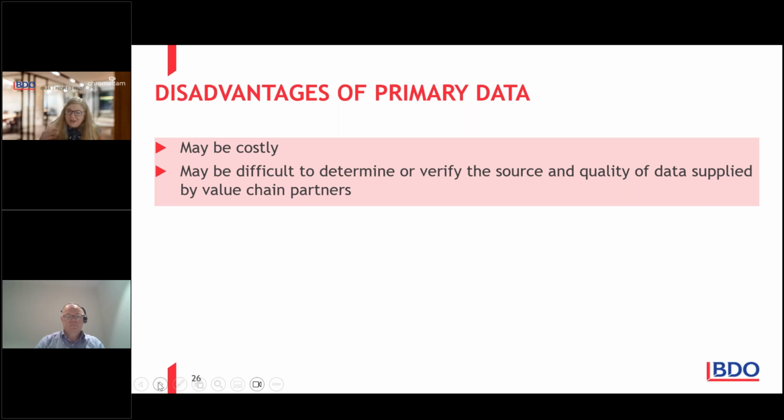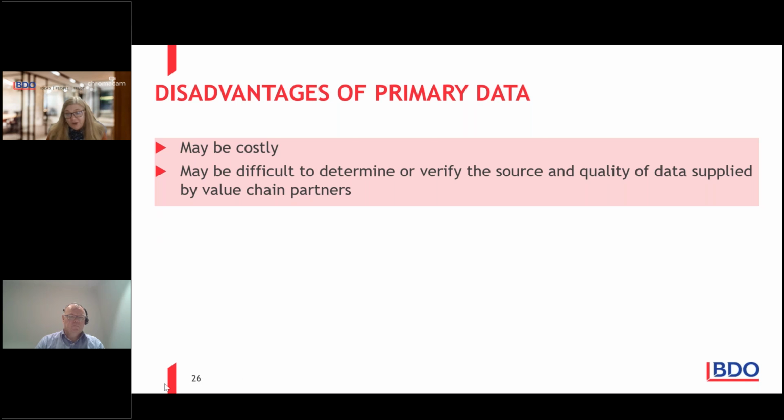So if our value chain partners or suppliers provide data to us, unless there's some level of assurance over it, whether it's reasonable or limited assurance, it's really hard to know whether it's accurate. And that's why assurance will be coming to emission calculations shortly.